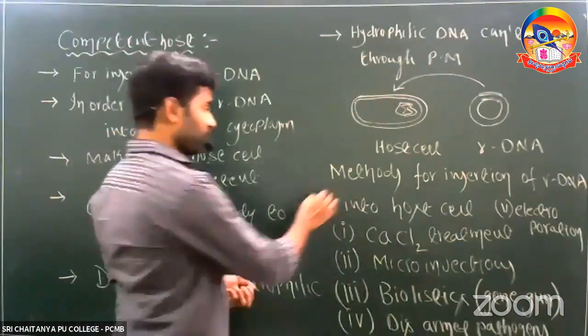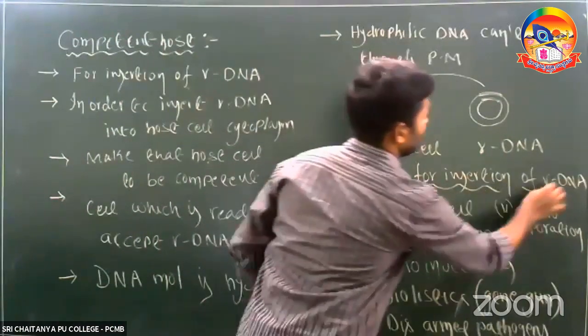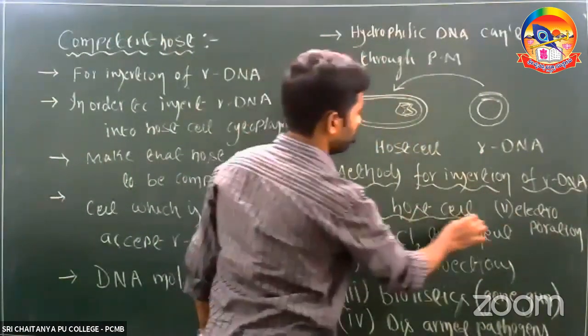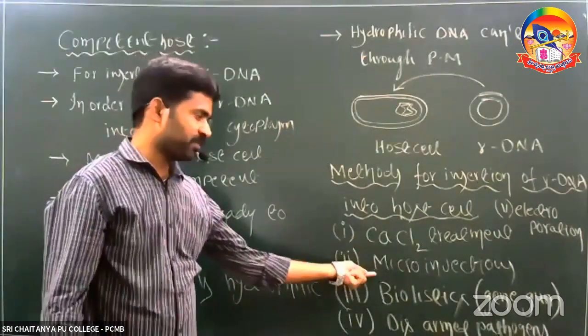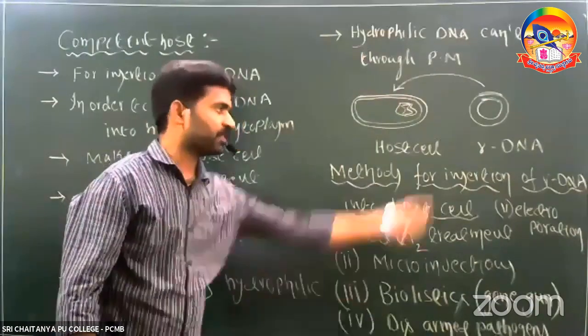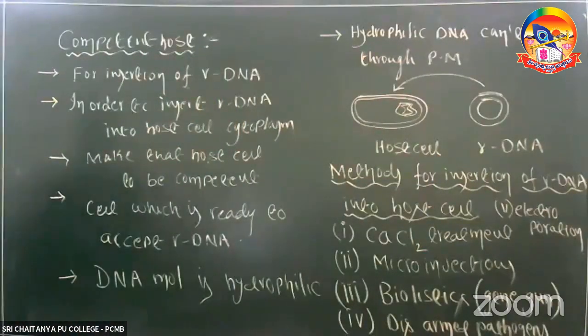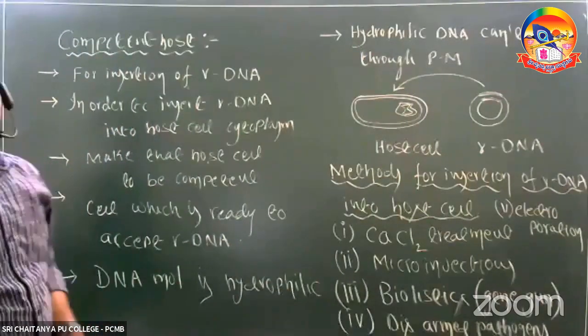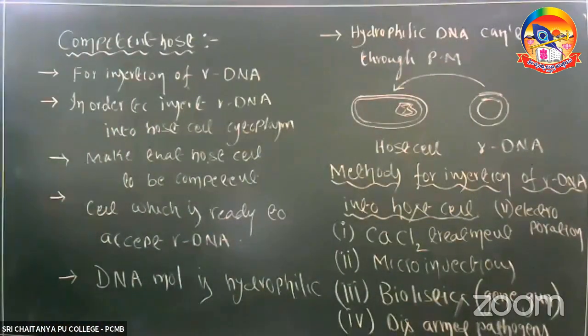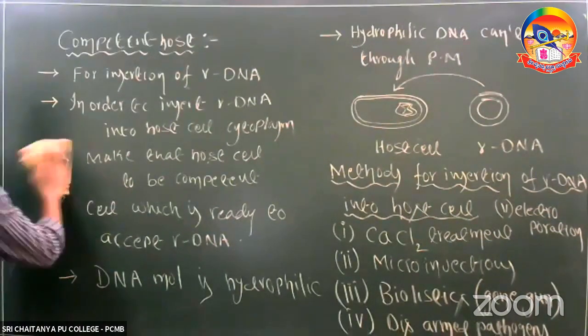Sometimes they'll ask what type of methods we are using for insertion of rDNA molecule into the host cell cytoplasm. So one is calcium chloride treatment, micro injections, biolistic method, disarmed pathogens, electroporation. So now come to one by one. We will see how we insert rDNA into the host cell cytoplasm by using these methods, right? Take a screenshot now.